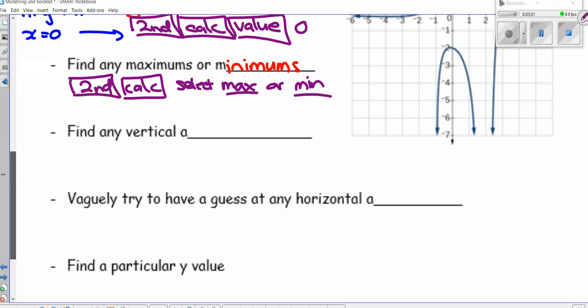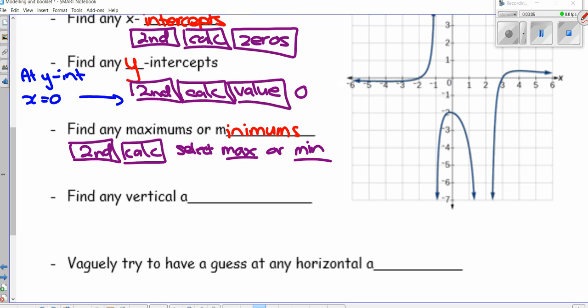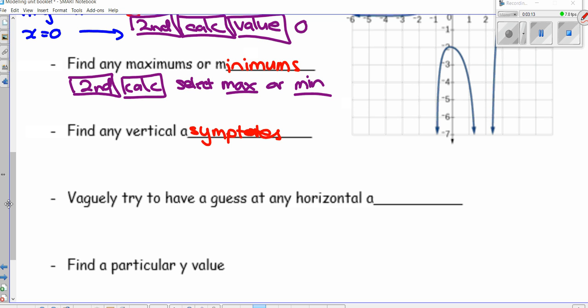Find any vertical asymptotes. Asymptotes. Shall we spell it? Asymptotes. Find any vertical asymptotes. Yeah, that's right. And horizontal asymptotes.